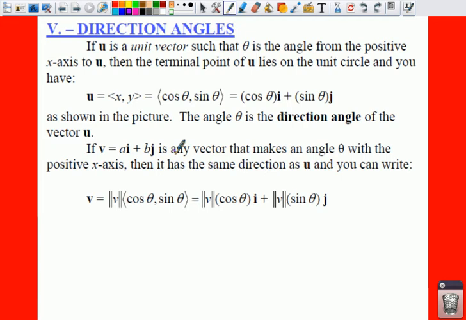Now comes the fun stuff of direction angles. If u is your unit vector, such that theta is an angle from the positive x-axis, that means if it's in standard form, then the terminal point of u lies on your unit circle. So we have a unit vector, u is equal to x comma y, equals, now instead of having an x, we're going to have a cosine theta and a sine of theta for y.